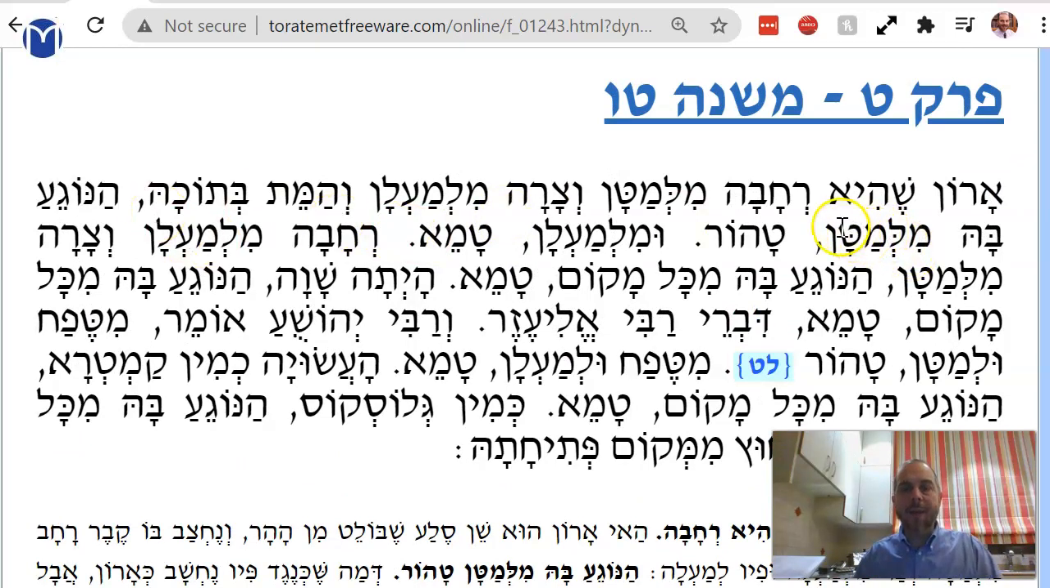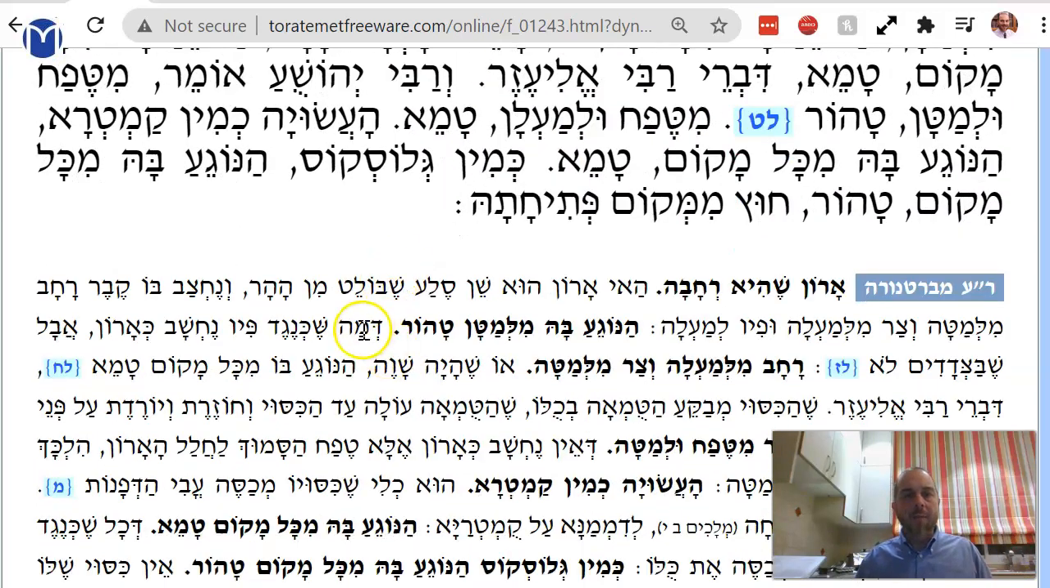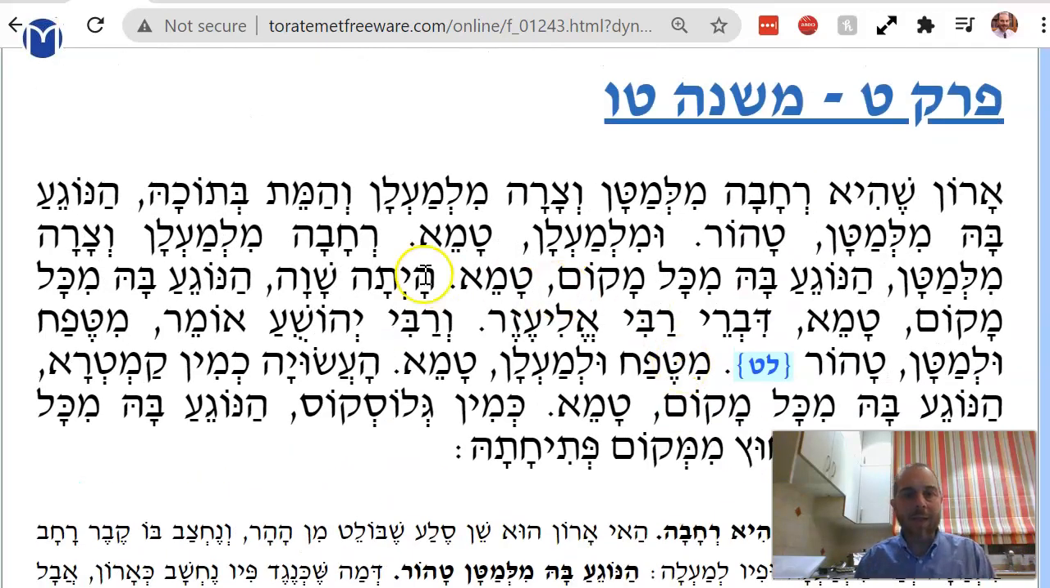Hanogeya ba milimatan tahor. It's wide at the bottom and narrow at the top. Umilamalan tameh. If you touch it at the bottom, you're tahor. Why? Says the Bar Tanura, demashe keneged piv nechshav ke'aron. The part that's corresponding, meaning it's narrow at the top, so the area corresponding to its mouth, to the area where the person was buried, like the entrance, that's considered like the aron. But on the sides, it's not like that at all.